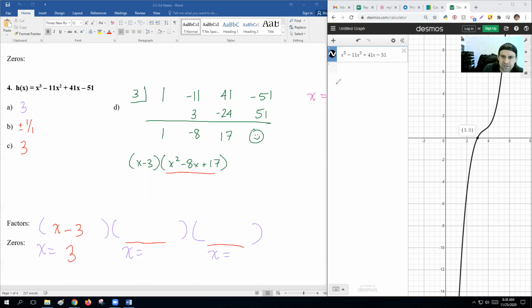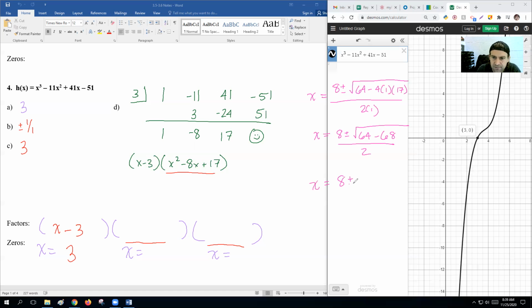X equals negative b, so that'd be a positive 8 plus or minus the square root of 8 squared, 64, minus 4 times a is 1 times c is 17, all over 2 times 1. Let's see, it'd be 8 plus or minus the square root of 64 minus, all right, 4 times 17 will be 40 plus 28 would be 68, over 2. 8 plus or minus the square root. All right, 64 minus 68 is negative 4.